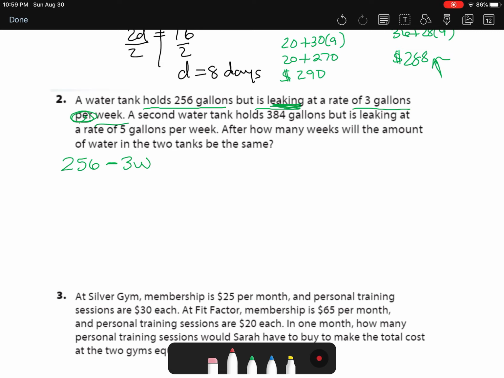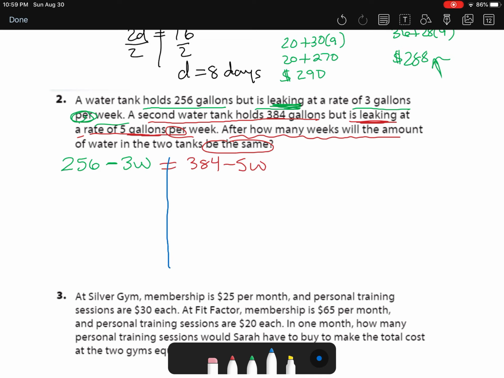A second water tank holds 384 gallons, and it's leaking at a rate of 5 gallons per week. After how many weeks will the amount of water be the same? Put an equals in between. And let's solve. So we don't need to distribute. We cannot combine like terms. On the left side, nothing to combine.